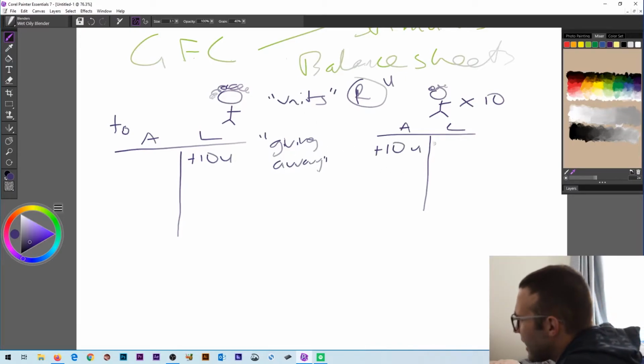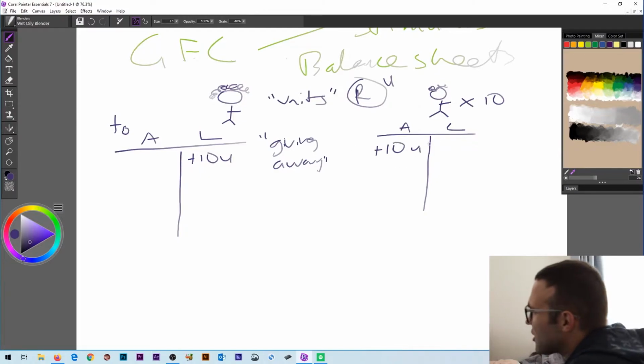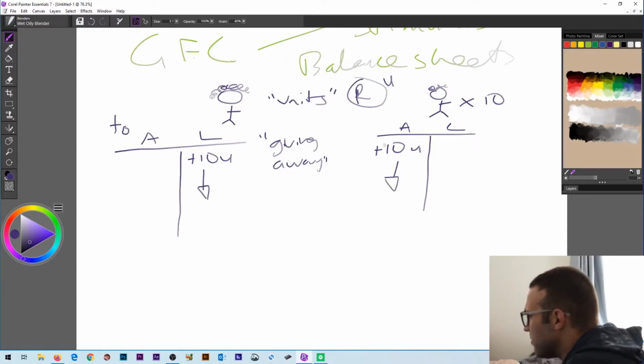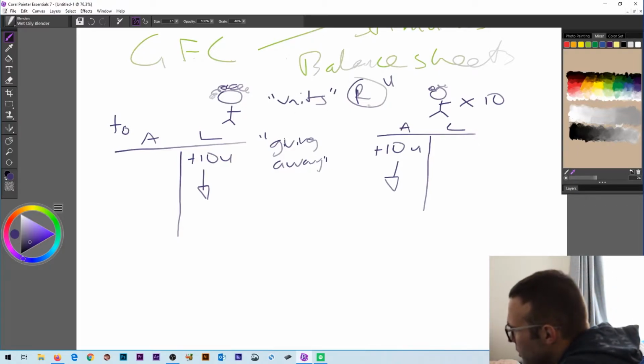However, to balance things out, these 10U are actually an asset for the people. See, the only way they can get these units is from you. And it's only by you being willing to expand your balance sheet that people can similarly expand their balance sheet and get more units. And with these 10 units, people can buy real resources.